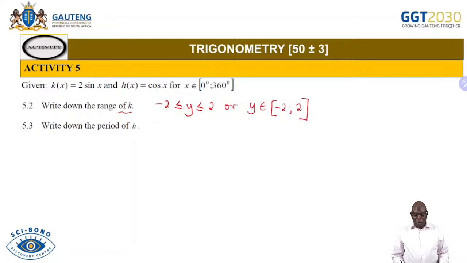Write down the period of h, the period of the cos graph and the sine graph, it's always 360. Mostly we make a lot of mistakes there. We write x equals to that or y equals to that, or we write an interval, we write 0 and 360. It's incorrect. The period is 360, and this mark is an accuracy mark. So in other words, you must not write any other thing. You can just write period equals to 360. Don't write any other thing or greater or equals to. Just write 360.